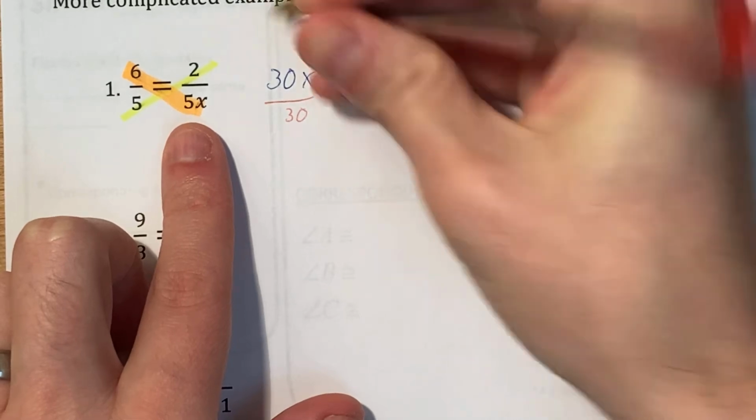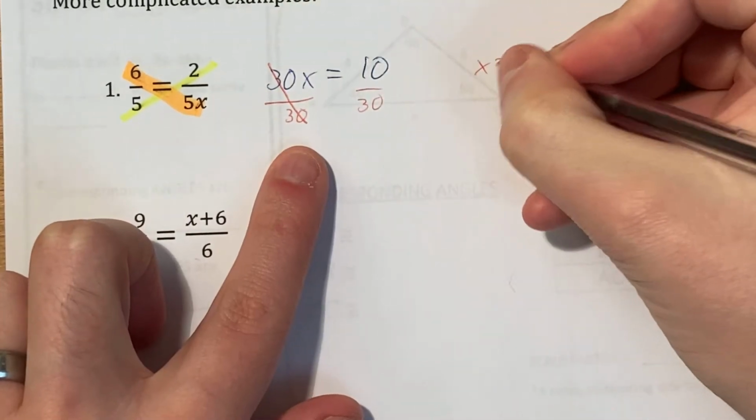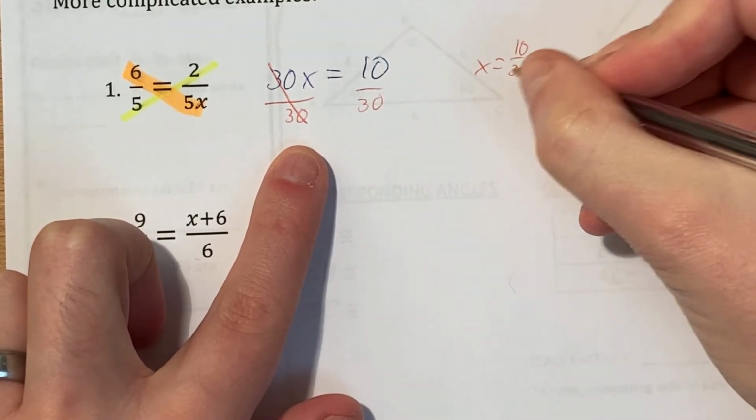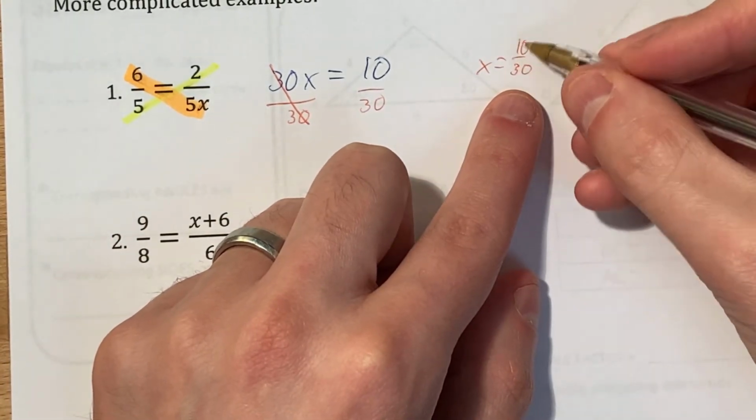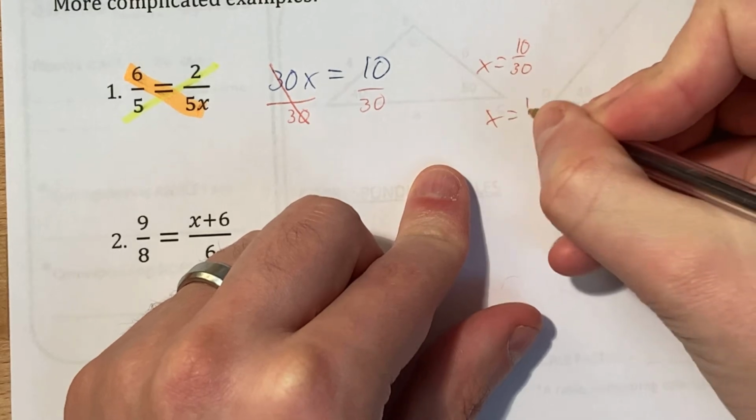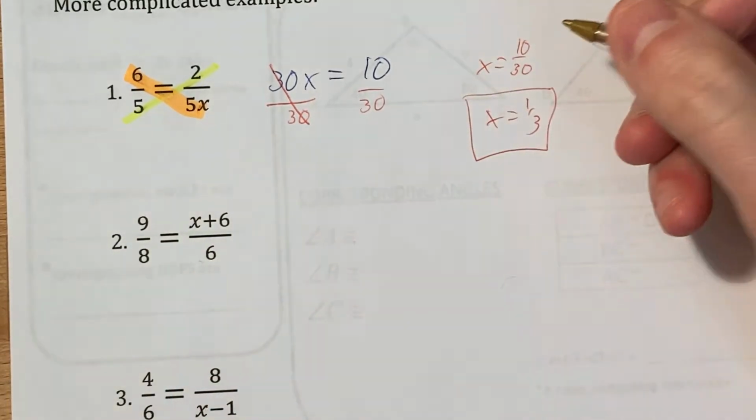Divide by 30 to get rid of that, and x equals 10 over 30, which reduces. Right? They both divide by 10, so you would get 1/3. And that's it.